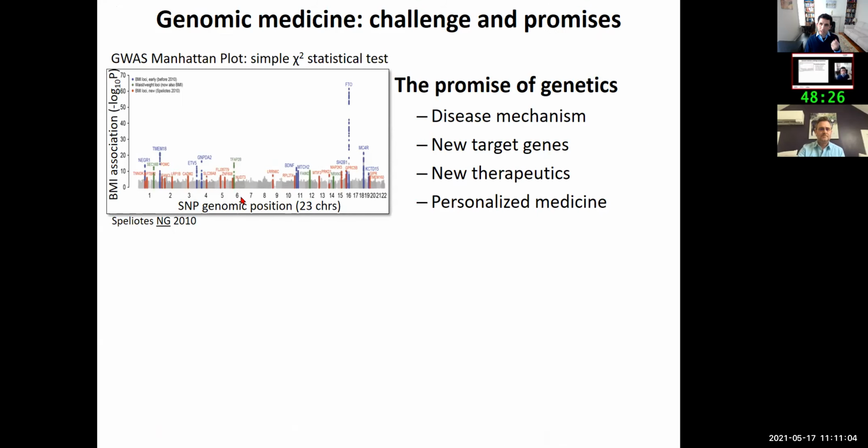Why genetics? Because genetics gives us causality, it gives us mechanism, it enables us to find completely new pathways and new target genes that were previously unsuspected. It gives us the ability to design completely new therapeutic avenues and to enable ultimately precision medicine and personalized medicine. It starts with both common variants and rare variants.